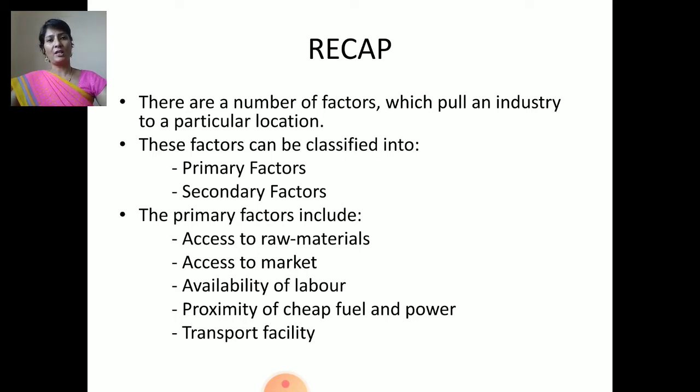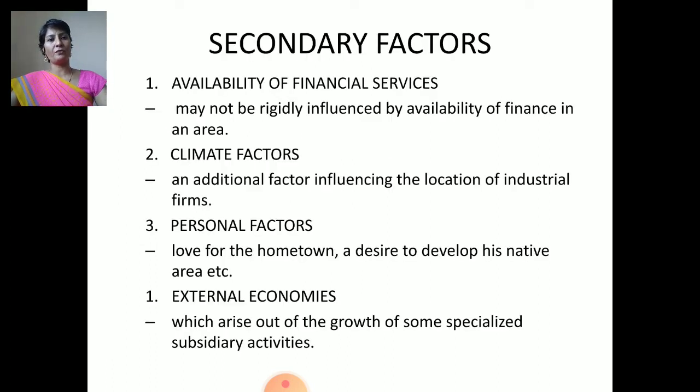In this session, let us take in detail the various secondary factors which have an influence in deciding the location of the firm. Secondary factors include various factors like financial services, climate factors, personal factors, external economies, momentum of an early start, historical factors, political stability, special concessions and benefits, and strategical considerations. Now, let us take one by one and study in detail how these factors will have an influence on location of the firm. The first one, availability of financial services.